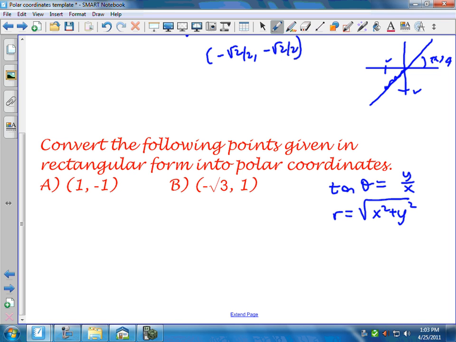Okay, so let's start then. When they want to go from rectangular to polar, your final answer should look like this. R comma theta, correct? Distance from the origin, comma, the angle.